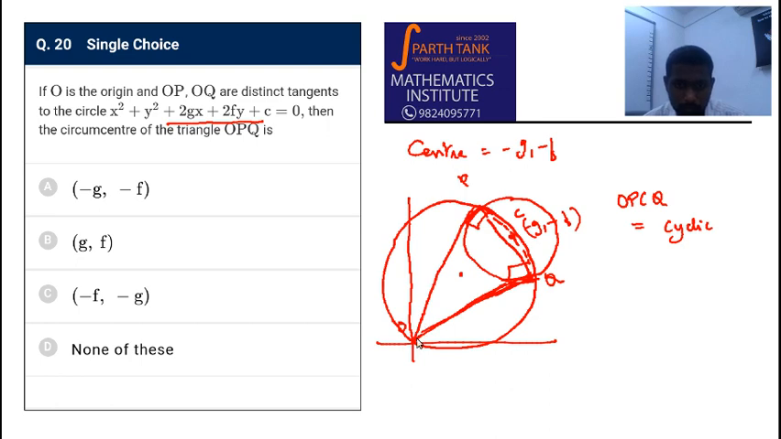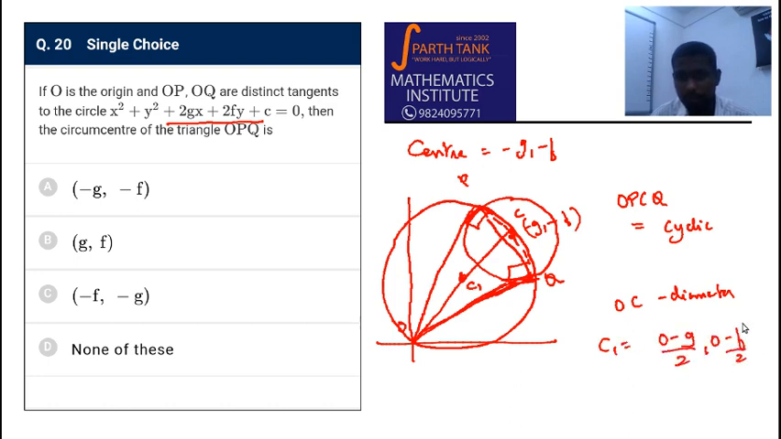How to find this circle's center? Now we know that this angle is 90 degrees and only the diameter can subtend 90 degrees. So the origin and minus g, minus f are the ends of the diameter. OC is a diameter. Therefore the center of this circle C1, let us say, is 0 minus g by 2 and 0 minus f by 2, which is minus g by 2, minus f by 2. So this is the circumcenter.